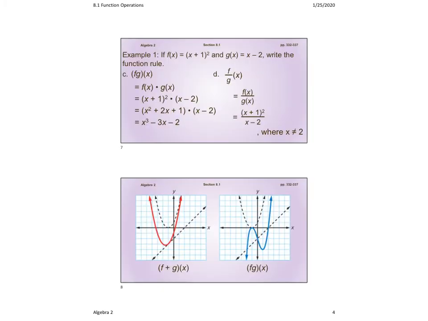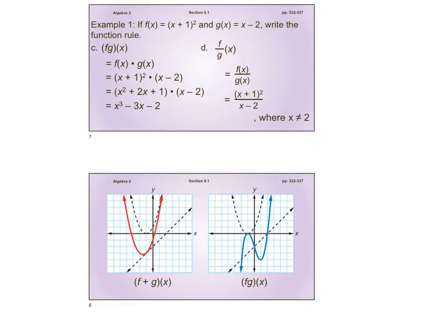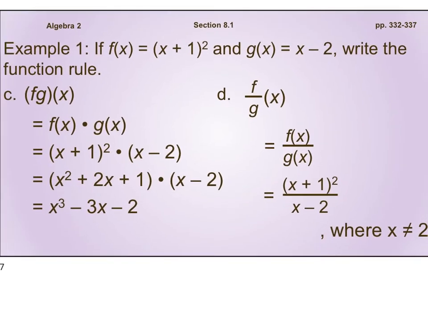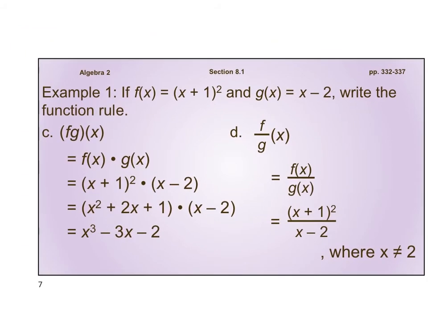Okay, so this is going to give me then x squared plus x plus 3. All right, moving on. Okay, if f of x is equal to x plus 1 squared and g of x is equal to x minus 2, write the function rule. Okay, this is the same problem. Notice still example 1, but these are c and d. So now I have an f times g of x and an f divided by g of x.